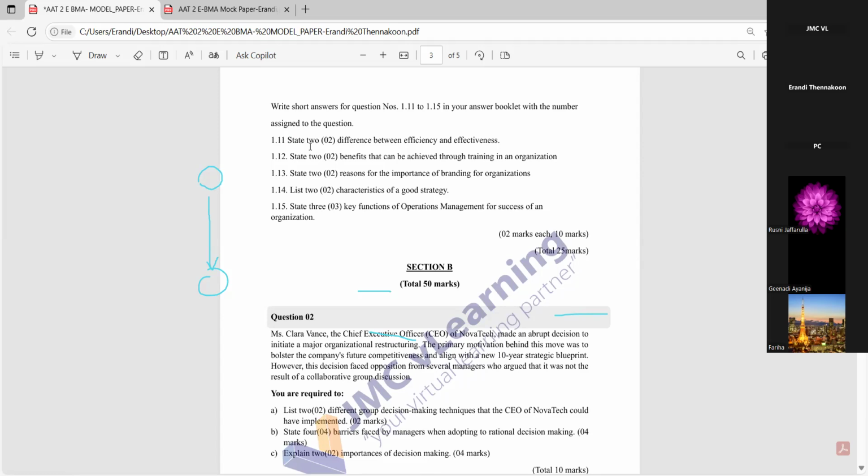So state two differences. Efficiency means doing things right, so here we are focusing on minimum input for maximum output. And when it comes to effectiveness, it's doing the right things, like achieving intended results. So you have to write two points which we can differentiate between efficiency and effectiveness. Got it?